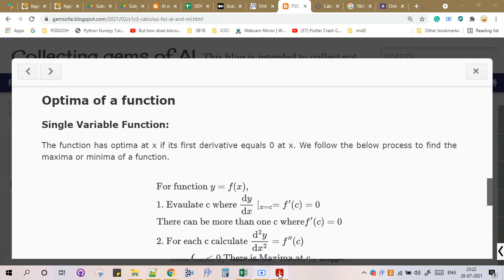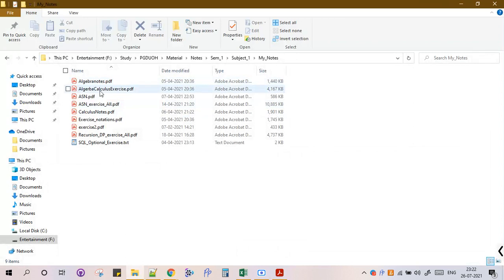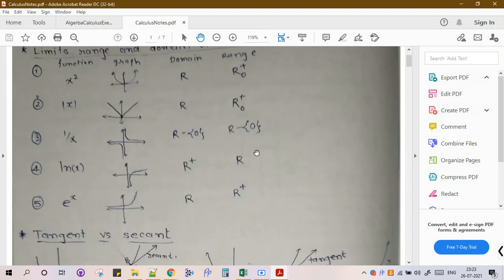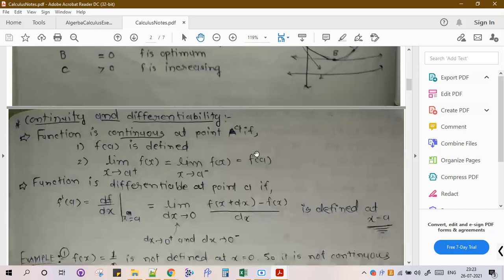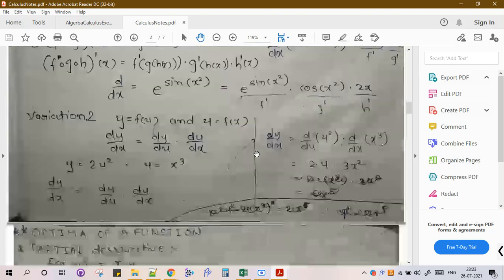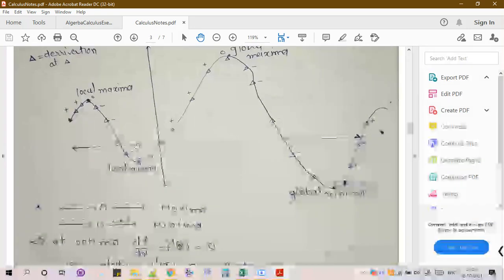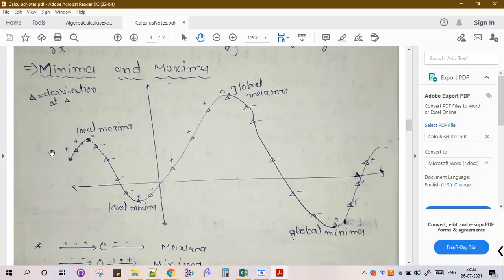I would like to show one picture here. Algebra calculus notes. This one. Sorry, this one. Calculus notes. Decreasing, increasing. I just want the optima of a function. Yes, this thing. See, now what happens is, if you have this kind of a function, right?